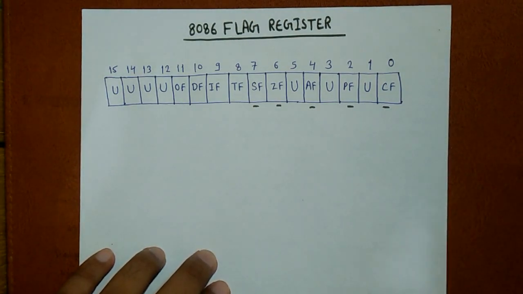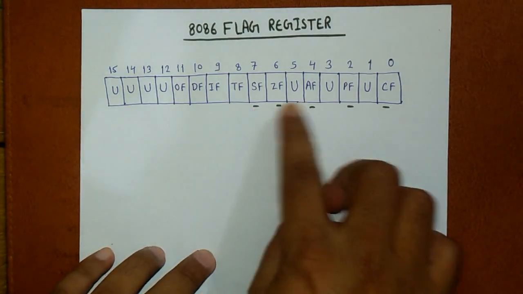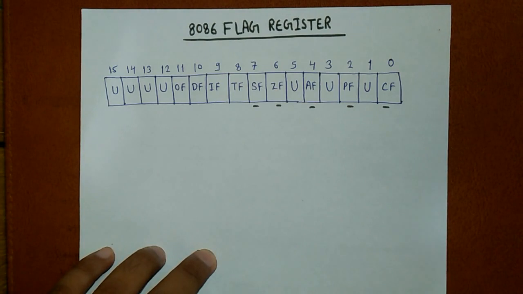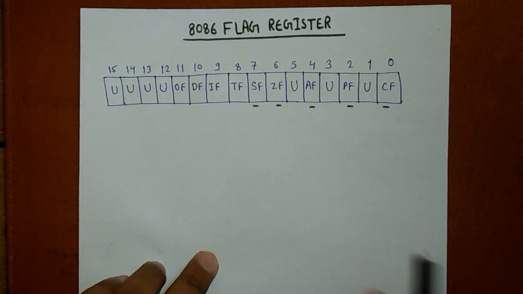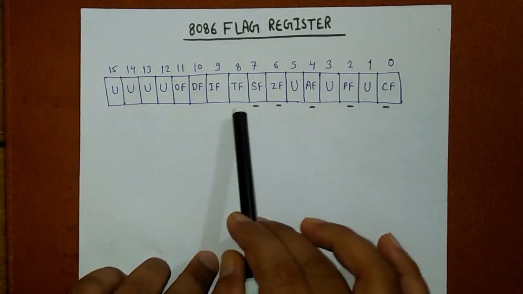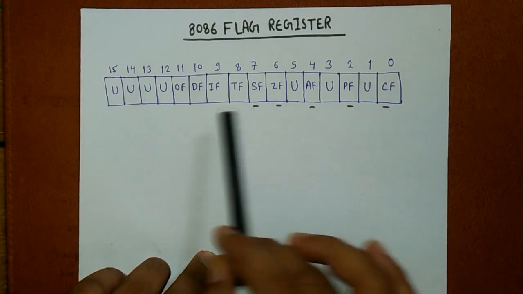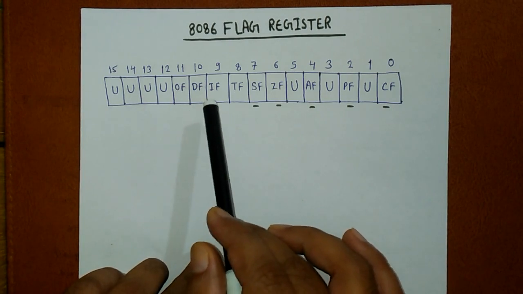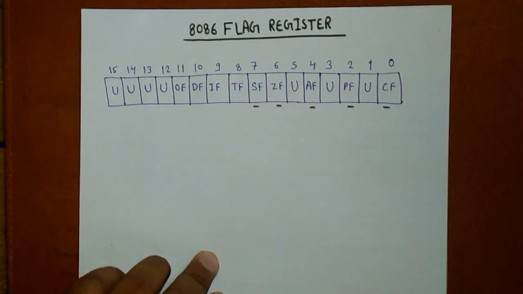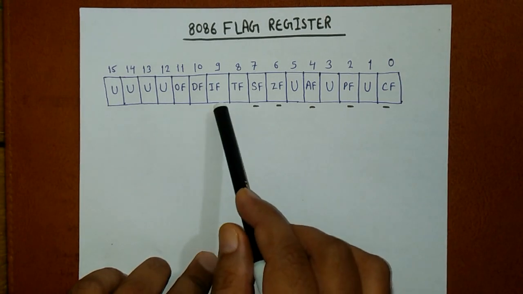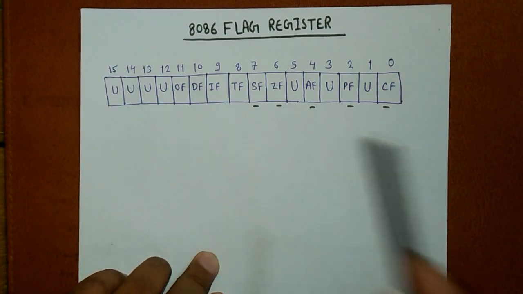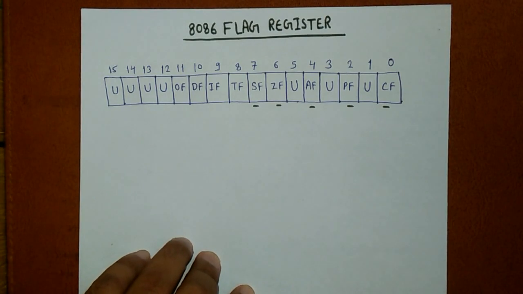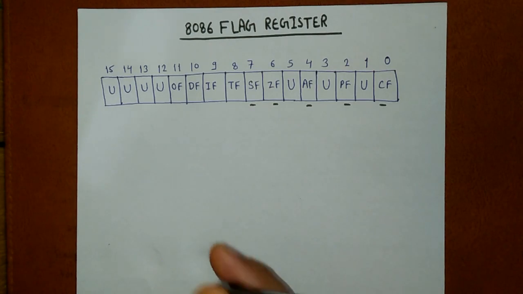We have a brief idea about these flags from our previous microprocessor, that is 8085. These flags were present in the 8085 microprocessor also. So these 5 flags show some conditions, and the other flags, not overflow, direction flag, interrupt flag and trap flag, these 3 flags are used to control certain operations in the 8086 microprocessor. So let's start with CF, that is carry flag.